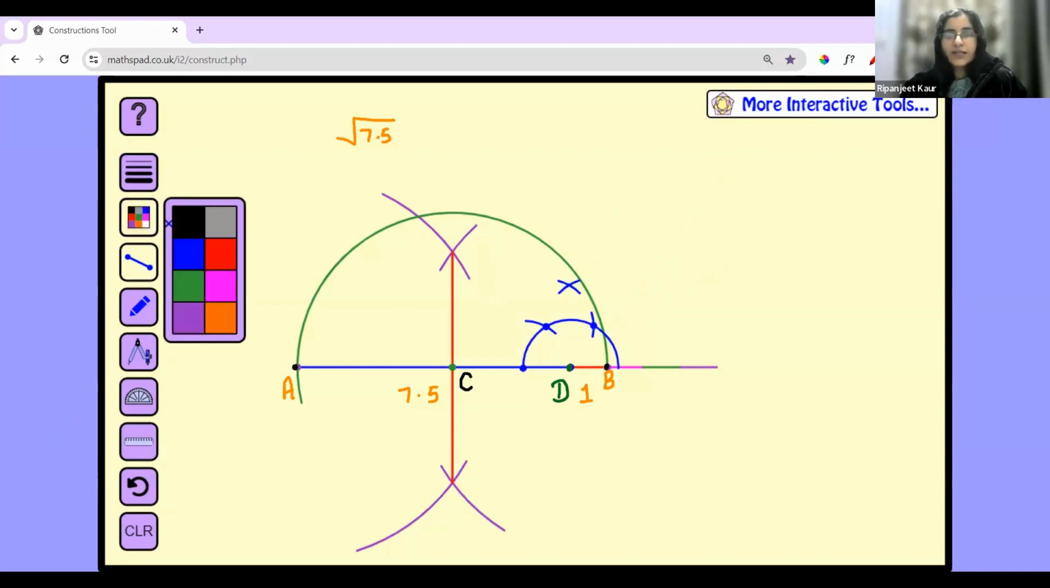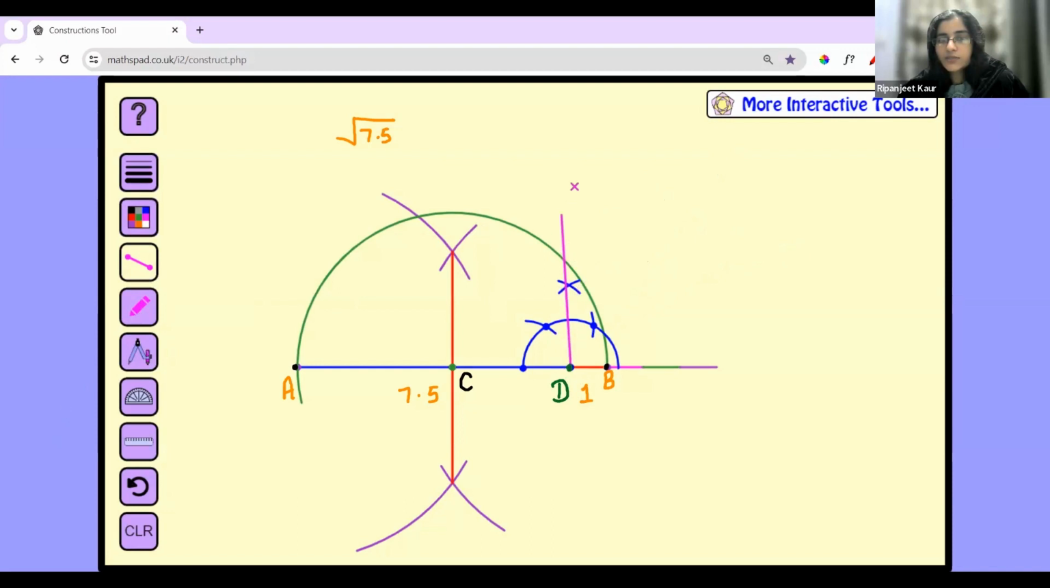So let us make a line from D to this cross. Now let us make it from this D till this cross. Okay, so this pink line we have to make till only wherever the semicircle is ending. That is all, from D till the end of this semicircle.